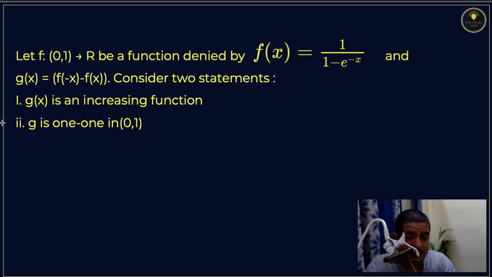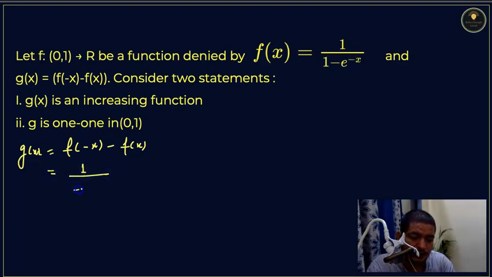So the value of g(x), that we can write here, is equal to f of minus x minus f of x. I can write it like this. And this f of minus x can be written as 1 upon 1 minus e to the power x, because minus will become positive. Now here you will write the same thing as 1 minus e to the power minus x. This value will become 1 upon 1 minus e to the power x.